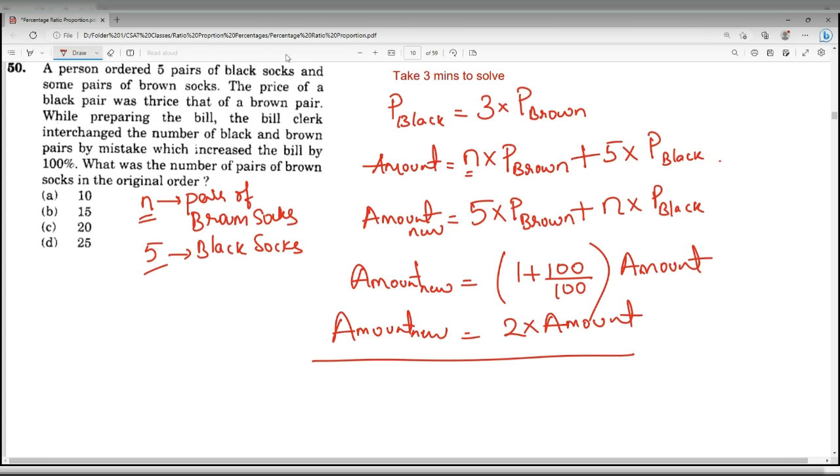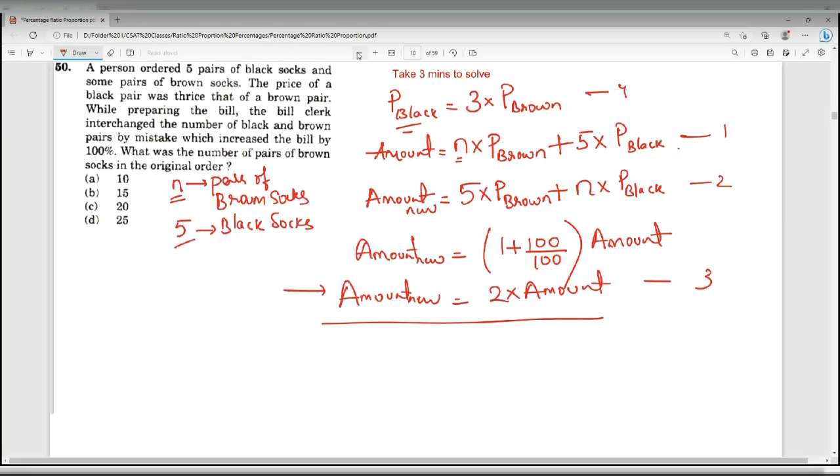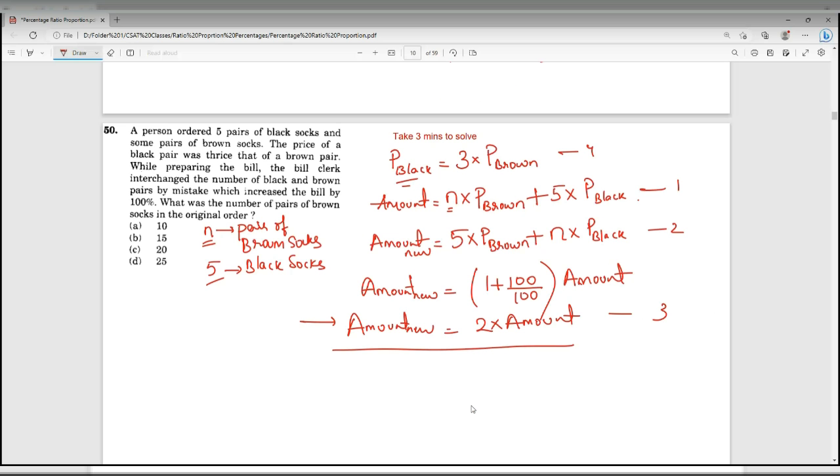This is the equation that we have got. Here, what we would do is substitute the price of black in these equations, and then equate it in this equation. Let this be equation 1, equation 2, equation 3, and equation 4. So we would substitute the value of this here. Instead of amount, I would take this as A.